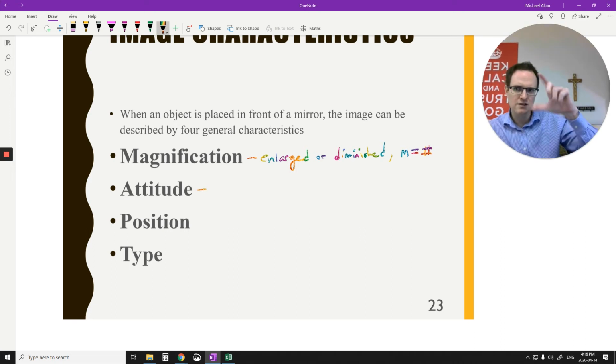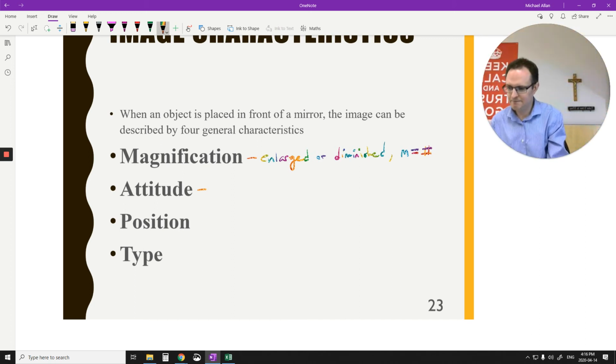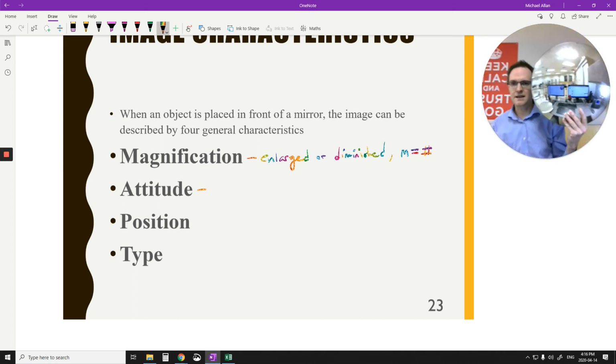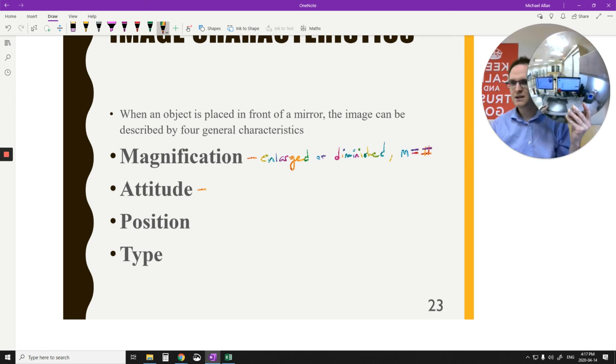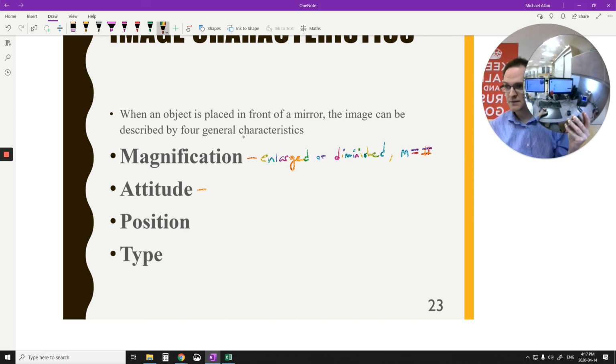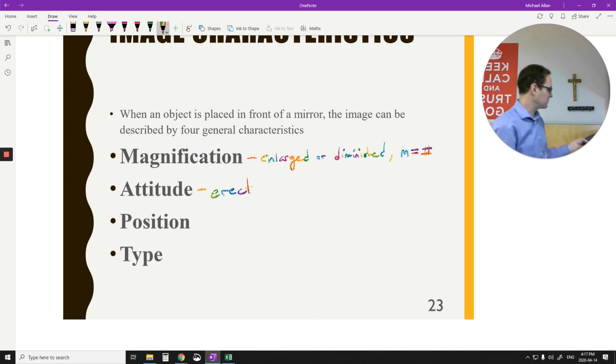Now, attitude. Attitude is the direction of the image itself. Is it the correct way or is it upside down? Out of my two mirrors here, with this one, the attitude is the same way. You can see the desk is in the same direction, the floor is down there, and the roof is up here. The attitude you see here is what we call erect. The image is the same orientation as the objects it's reflecting.